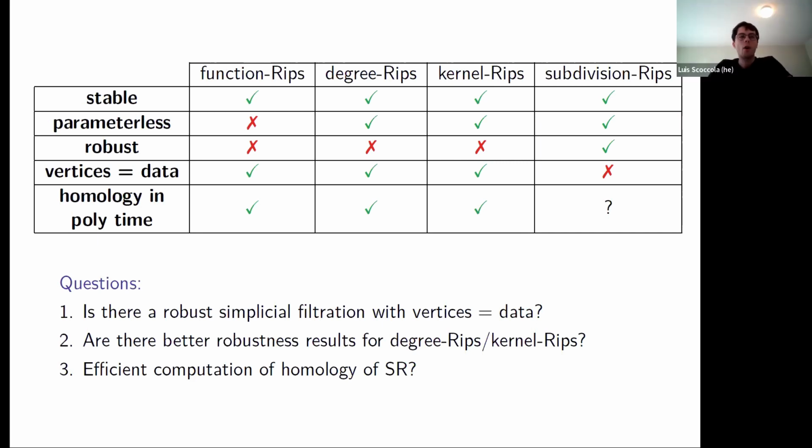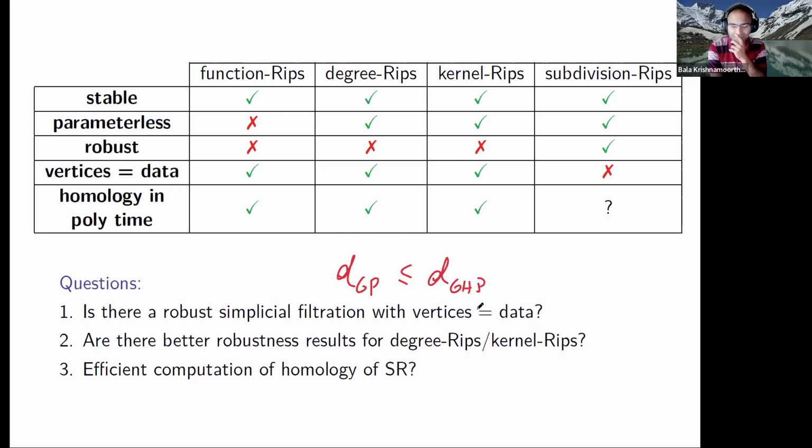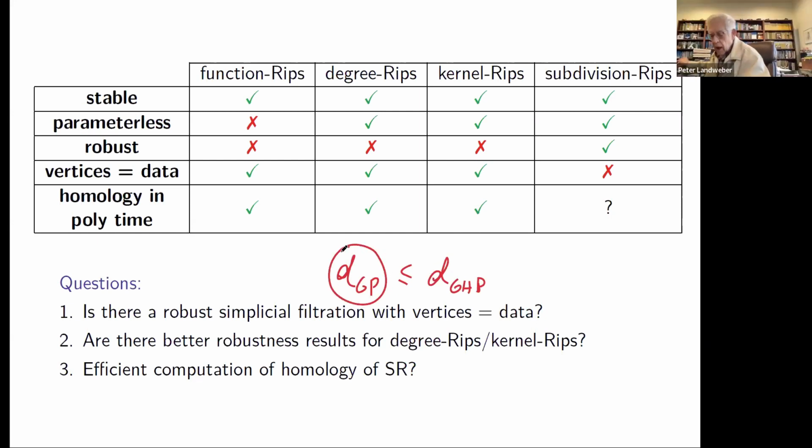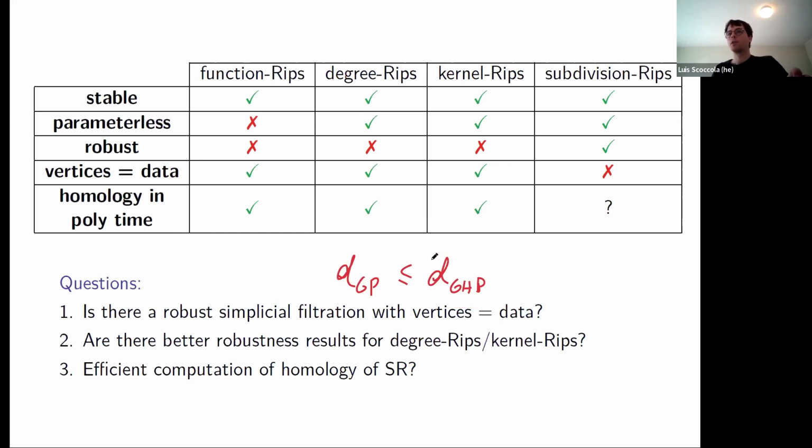So we do have the Gromov-Prokhorov distance. The Gromov-Prokhorov distance is always smaller than the Gromov-Hausdorff-Prokhorov distance. That means that if you are stable with respect to this distance, then you're also stable with respect to this one. And being stable with respect to this one is what I call stable. So what this means is that being robust implies being stable, not the other way. Now the problem, yes, that's great, but the problem is that coming up with robust filtrations is hard.